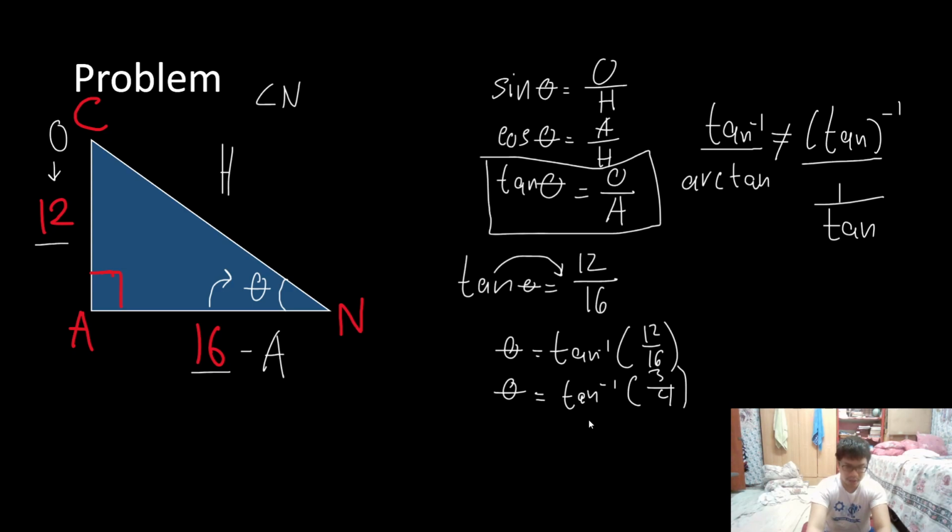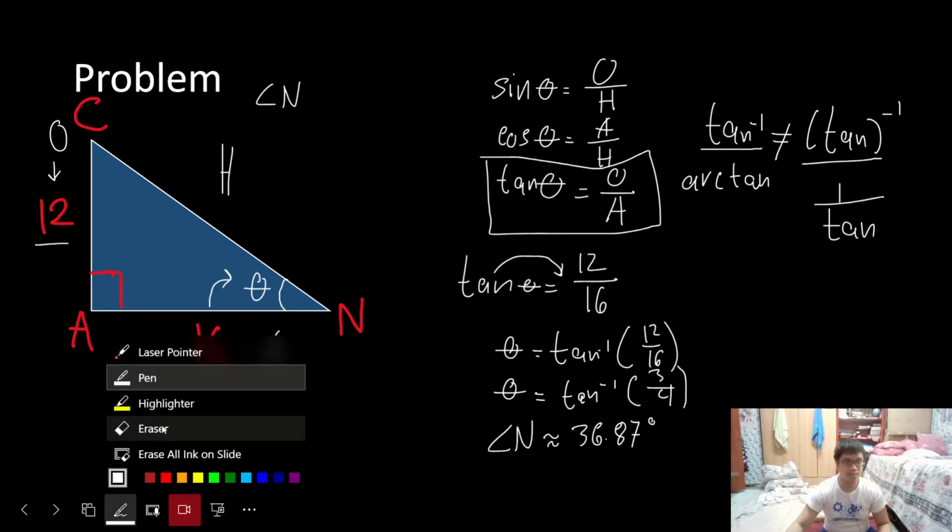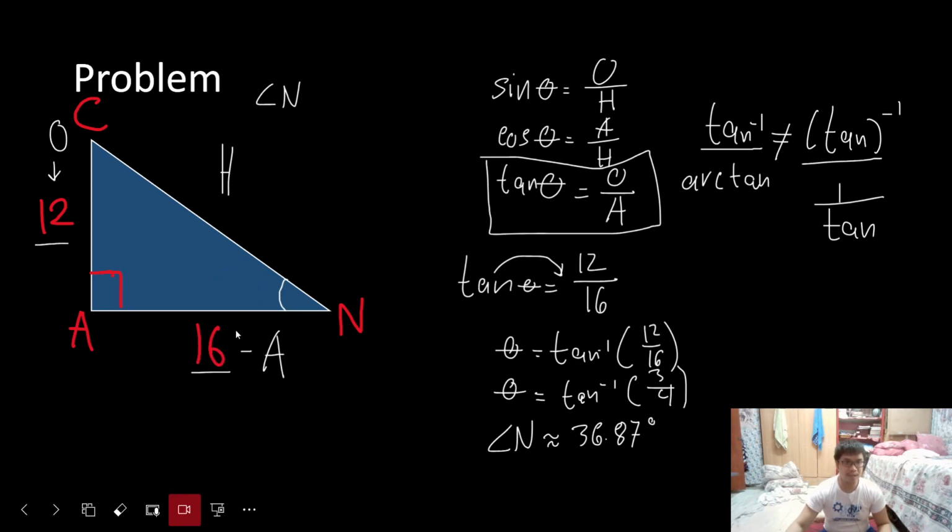So arctangent of 3 all over 4 will give you approximately 36.87 degrees. And we're done. That is your angle N. This is 36.87 degrees. Okay, that's good. We're already good to go.